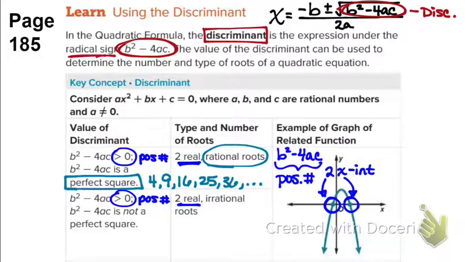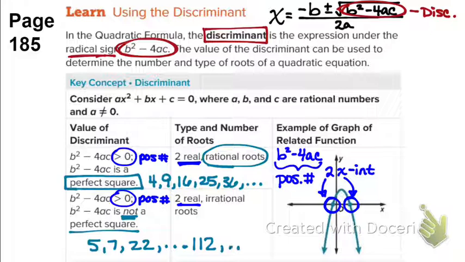If I get a positive number, but it is not a perfect square, so something like 5 or 7 or 22 or 112, we will still get two x-intercepts, but they're going to be irrational roots. So we're still going to have a radical in our final answer when it's fully simplified.